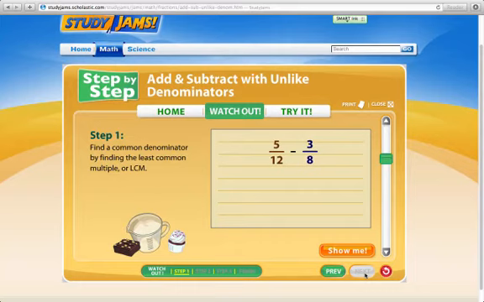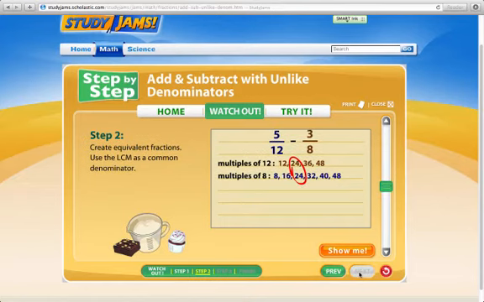First up, find a common denominator by finding the least common multiple, or LCM. Write down some multiples for 12. Now write down some multiples for 8. We quickly see that 24 is the least common multiple. We can use that as our common denominator.